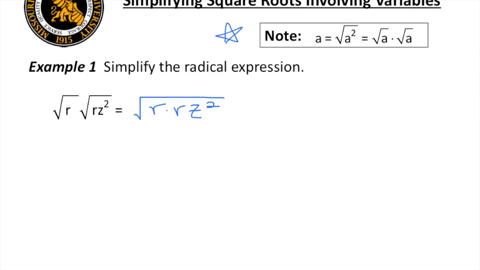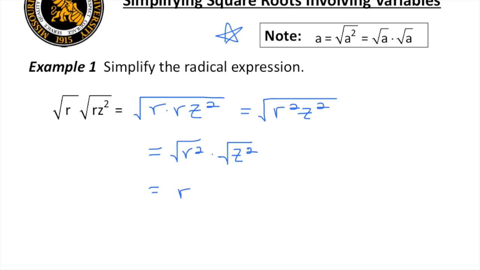In doing this, we notice that we have r times r underneath that square root, which can be written r squared. And now what we have is the square root of r squared times the square root of z squared, which by the square root property noted above is equal to r times z.